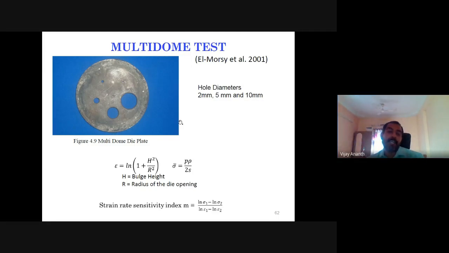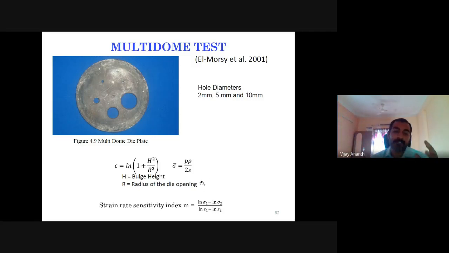This is biaxial superplastic forming, that is the multi-dome test. We have diameters of 2 mm, 5 mm, and 10 mm. Already we have seen the setup. In the setup, the sheet is fixed into the die. Then the components are used for the bulging operation. From that we can calculate the strain value and the stress value, and from that we can calculate the strain rate sensitivity index.